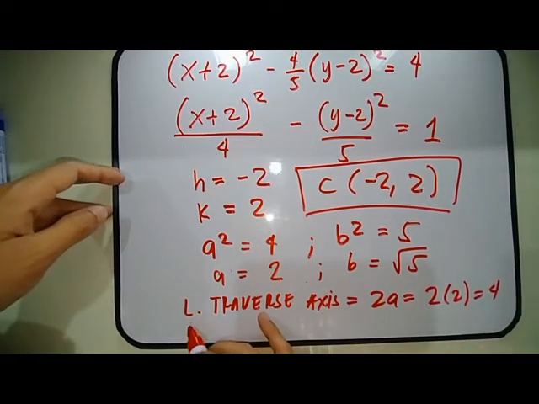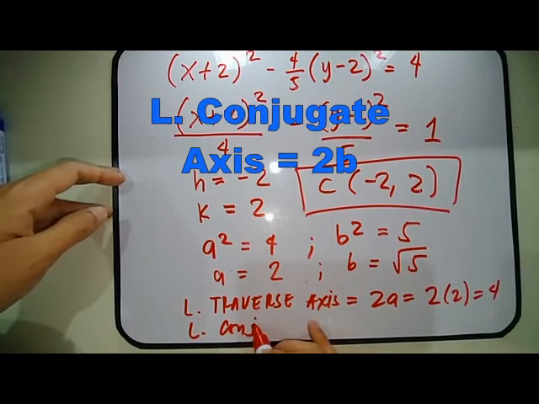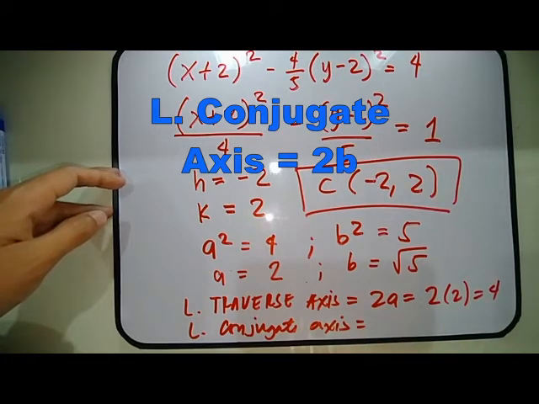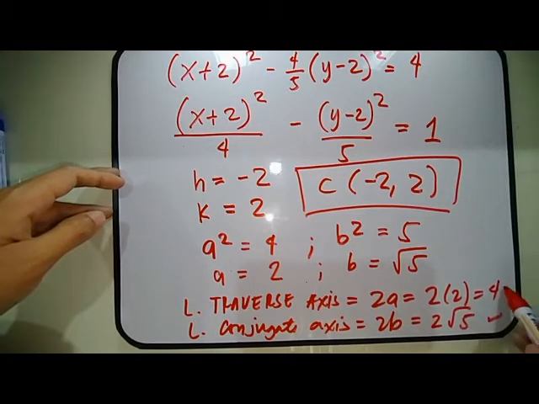So what about the length of the conjugate axis? So ang length ng conjugate axis is 2b. So you have here 2 times square root of 5.